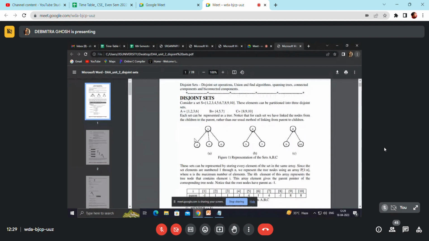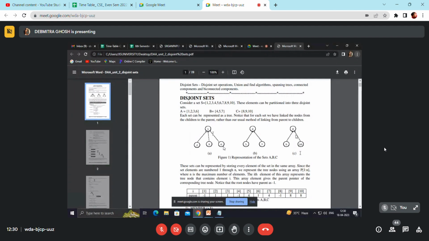Please write them. This is set 1. Set 1 consists of 1, 2, 3 and 6. Then we have another set, set B, which has 4, 5, 7. And then there is another set, set C, which has 8, 9 and 10. So there are basically three sets: set A, set B and set C.